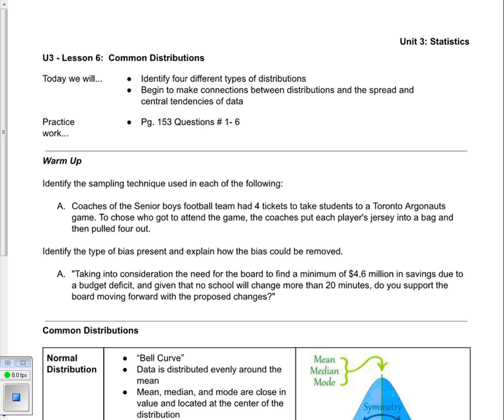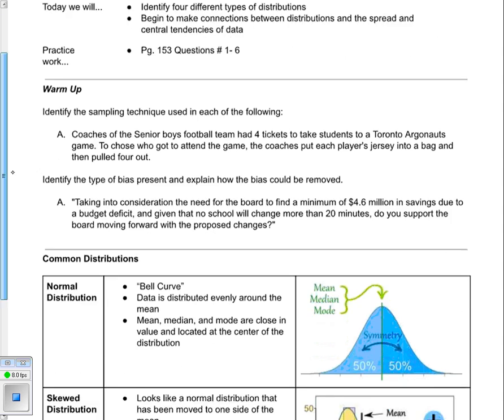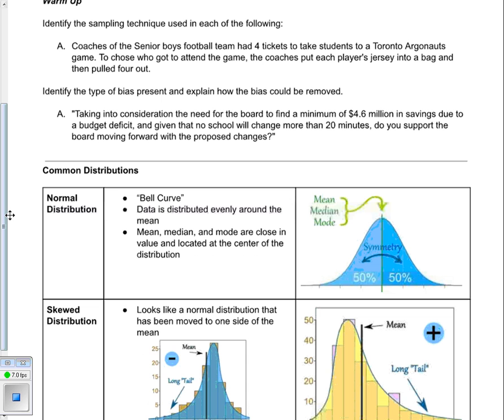But to start off, we'll do a quick warm-up, again looking at sampling technique and bias, things that we had done earlier on in this particular unit. So just very quickly, we want to identify the sampling technique that's used in each of the following, as well as the type of bias that's present, and explain how it could be removed.